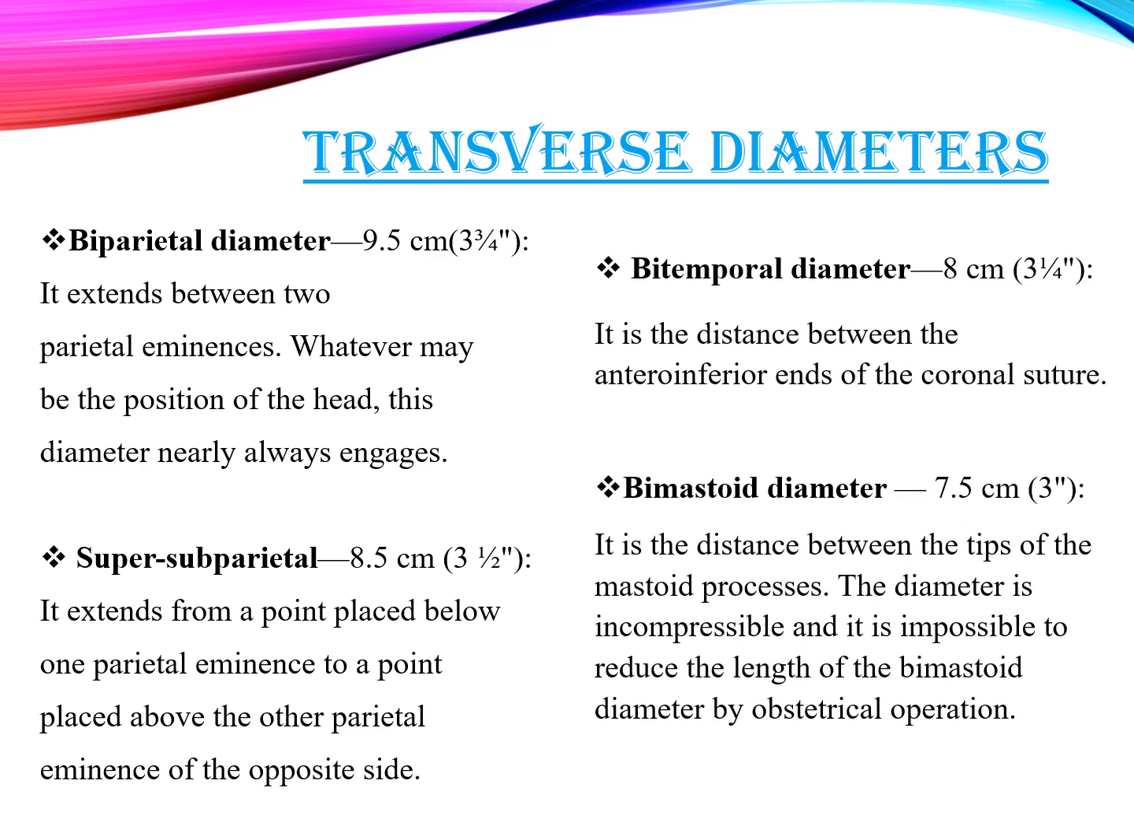The bitemporal diameter, measuring 8 centimeters, is the distance between the antero-inferior ends of the coronal suture. The bimastoid diameter, measuring 7.5 centimeters, is the distance between the tips of the mastoid processes. This diameter is incompressible and it is impossible to reduce the length of the bimastoid diameter by obstetrical operation.